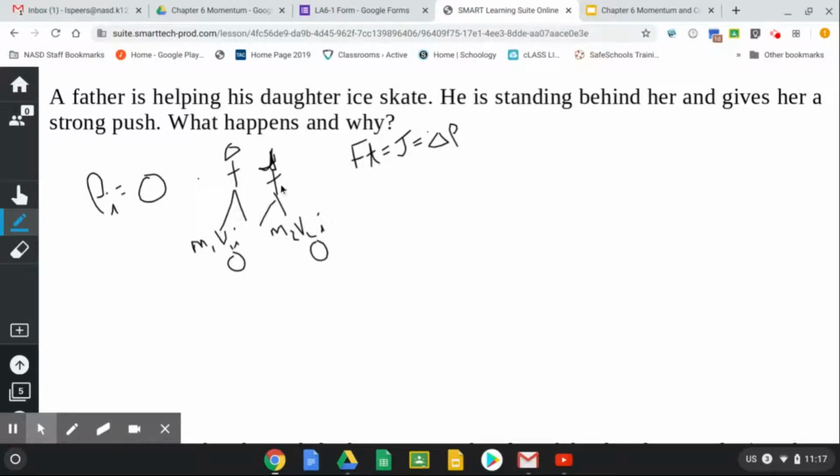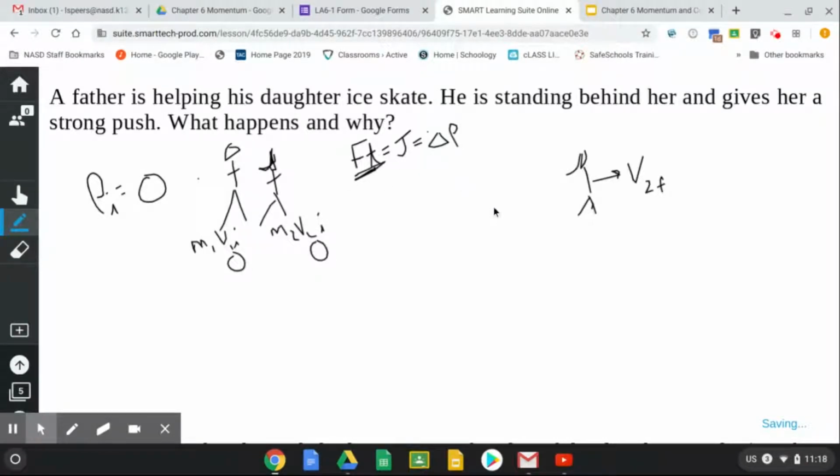The change in momentum of both is going to be the same because the force was the same and the time was the same. What's going to be different about those two things? Well, think about it. You ever done something like this? What happens? The daughter, right, is going to go off in this direction with some final velocity.